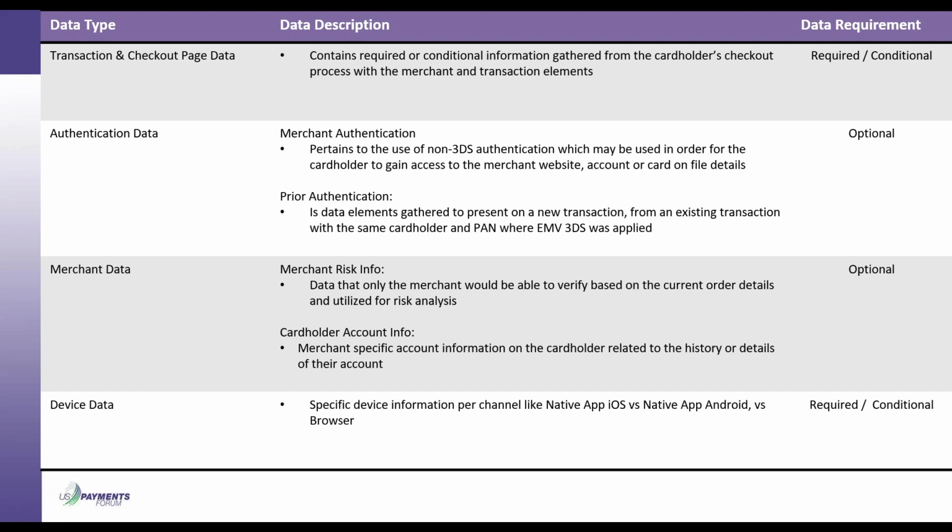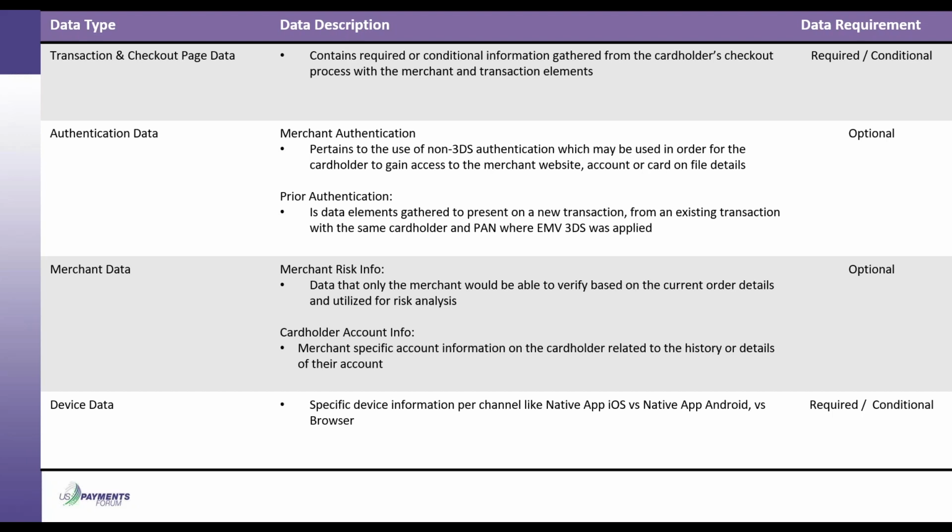The next bucket is authentication data. And this is outside of the transaction. This is how the consumer interacts with the merchant site. So did they log in to an account on file where they have payment cards, or was it a guest checkout? In addition, you'll be able to link prior authentication history and transactions to a given transaction as well.